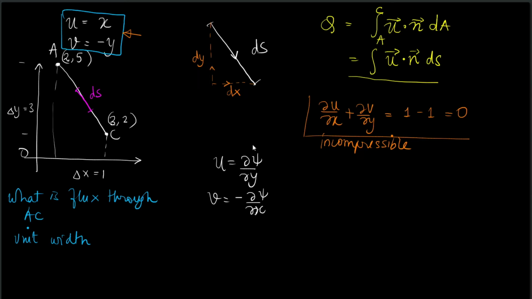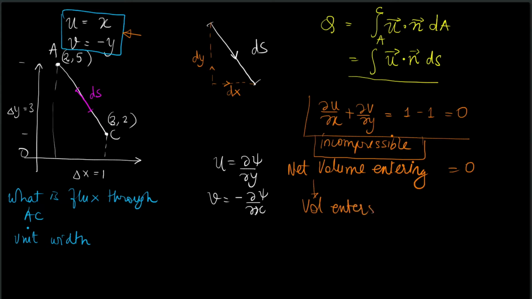Now, if a flow is said to be incompressible, it means that whatever volume enters into the control volume will also exit the control volume, or equivalently the net volume entering has to be 0, meaning whatever volume enters must be the same as volume exits. Alright, so this is something which is implied by the condition of a flow being incompressible. This is the property of a flow, it is not the property of a fluid.